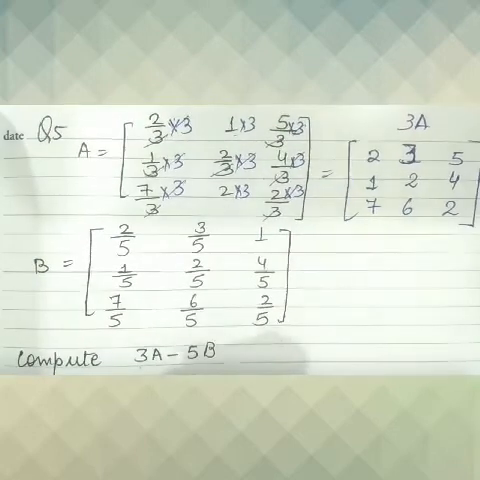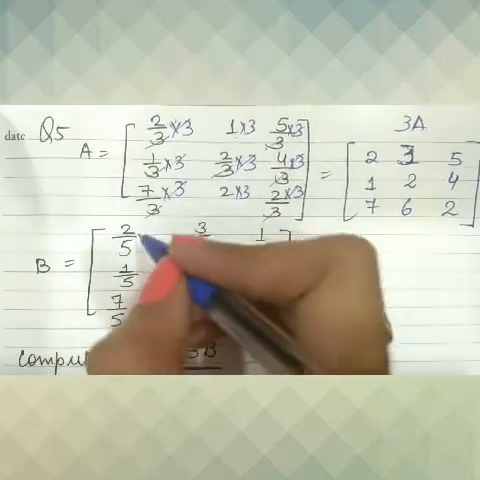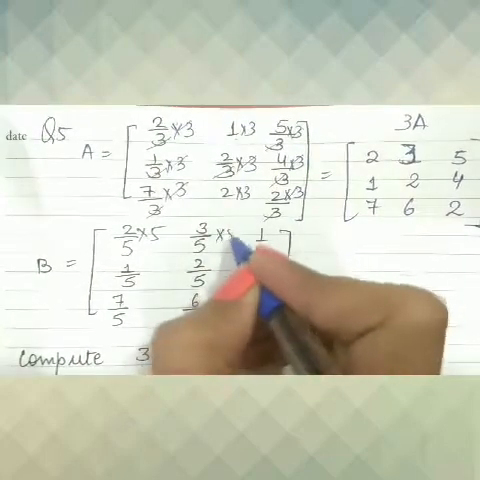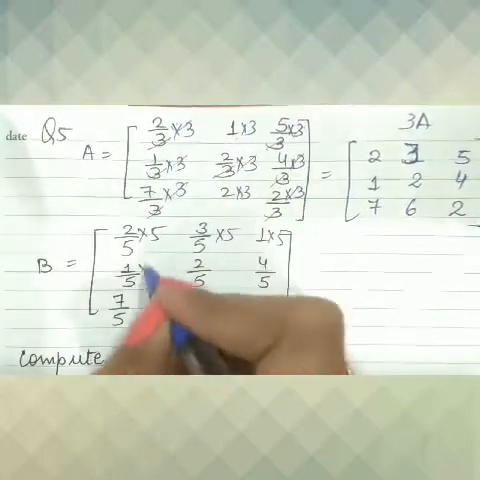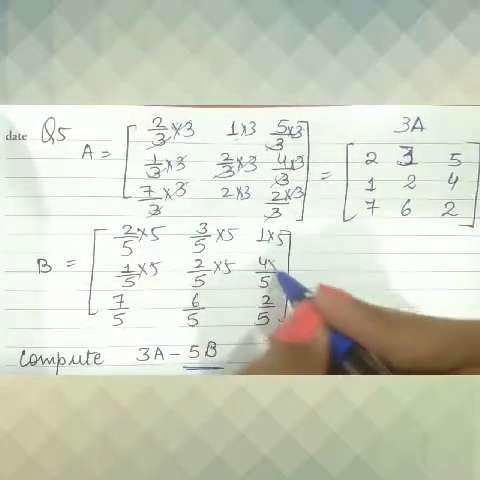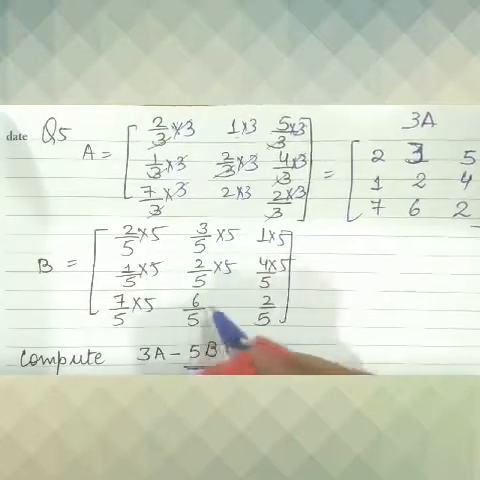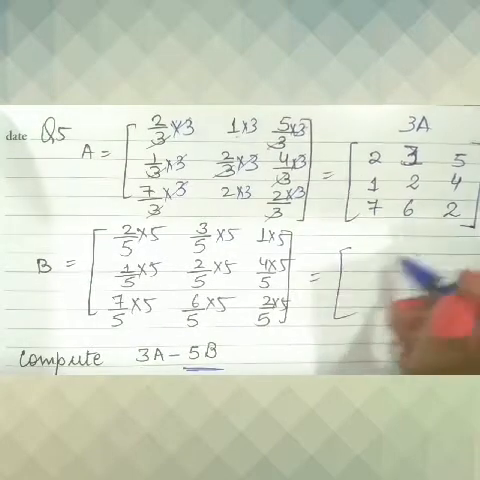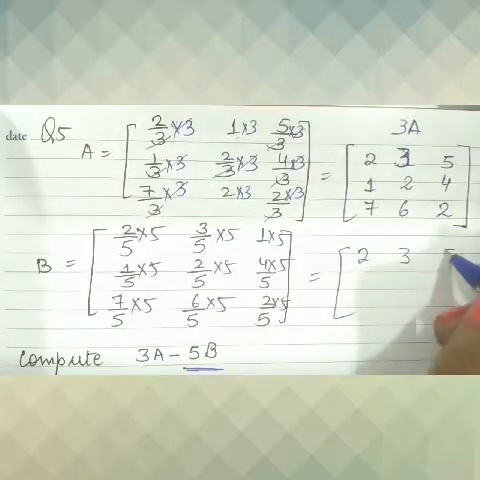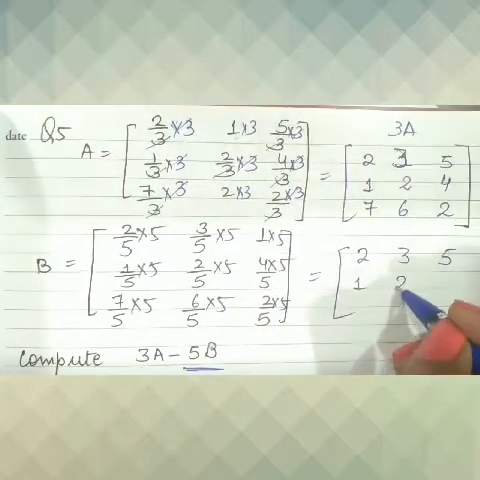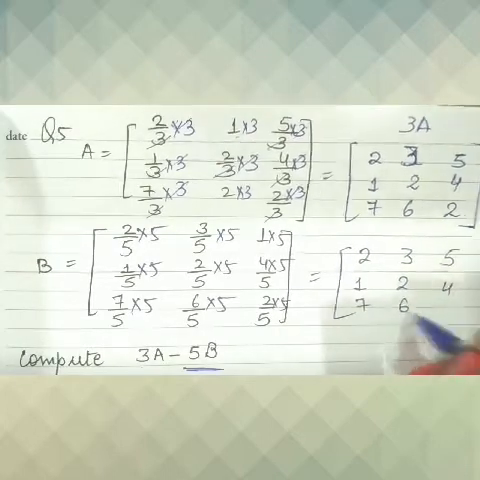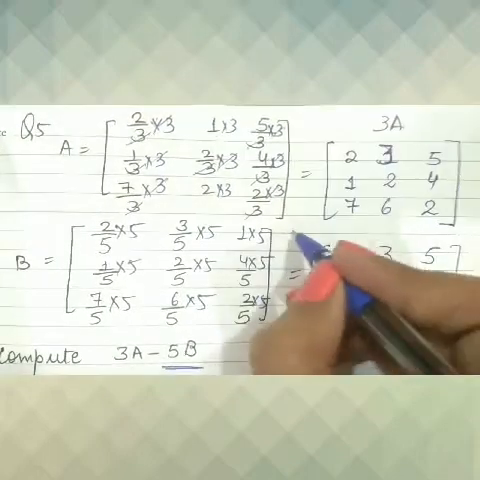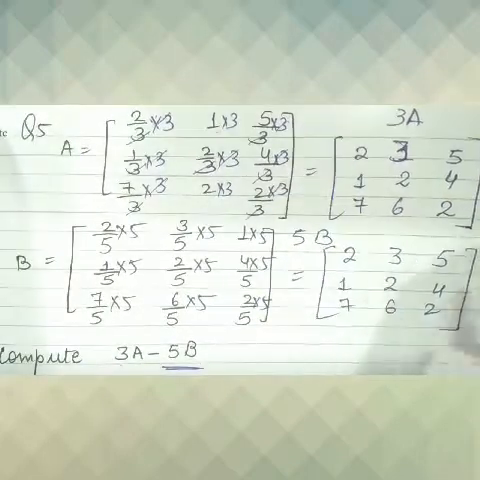Next it is given 5B, meaning every element must be multiplied by 5. The resultant 5B matrix will be 2, 3, 5, 1, 2, 4, 7, 6, 2. Next we have to subtract, 3A minus 5B matrix.